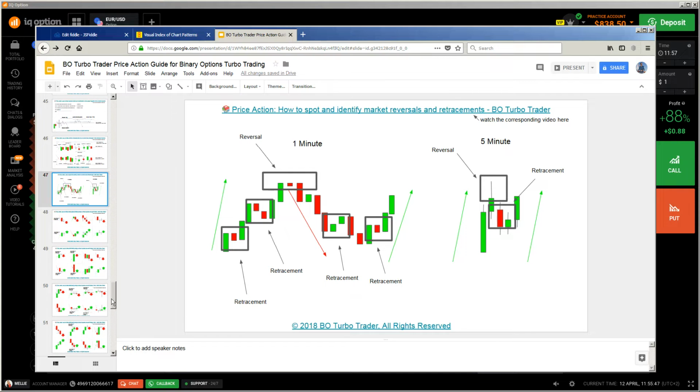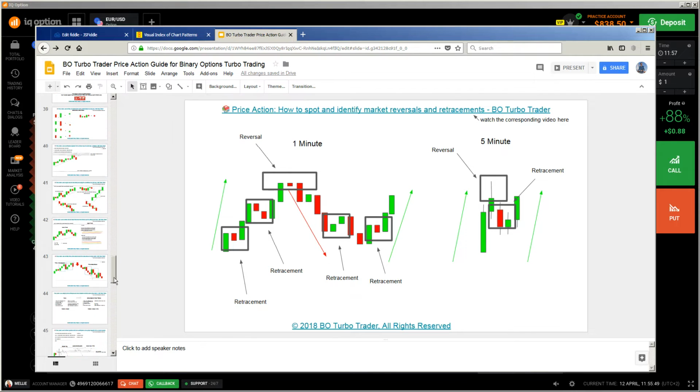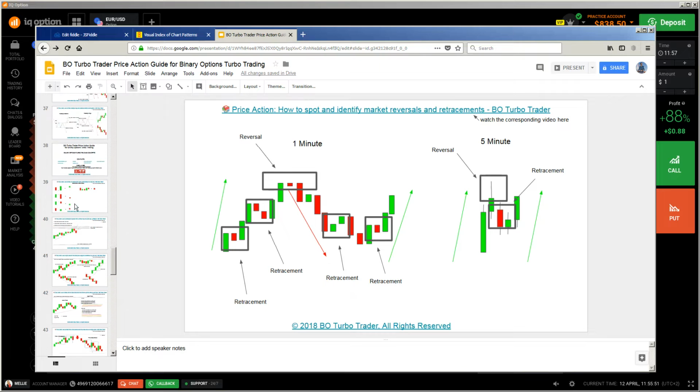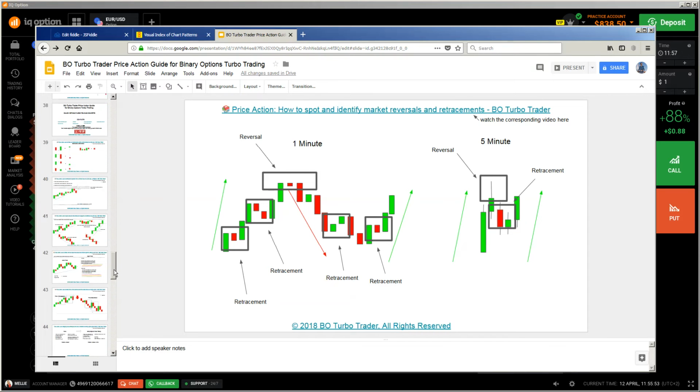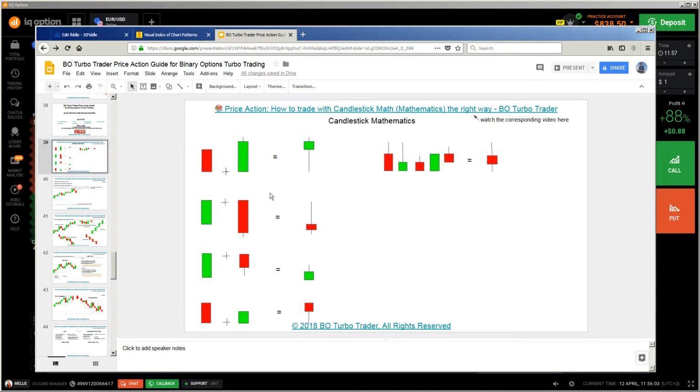So this ebook contains really good price action stuff, and that is what I have to show you now, because you need some basic knowledge to understand those kinds of trading setups. First of all, you need the candlestick math, how candlesticks are calculated. One candlestick plus another candlestick are forming another candlestick, and that is the meaning of this candlestick.